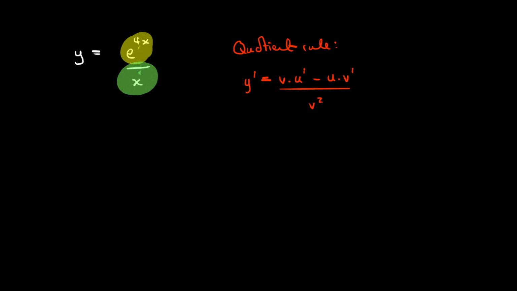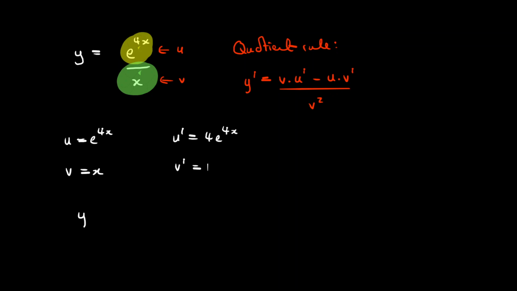Now that minus is quite important. A lot of people forget it. So this thing here we're going to call u. This thing here we'll call v. And so again, what we've got to do is differentiate both of those. So if u is e to the 4x and v is equal to x, then we can differentiate both of these. So u prime will be 4e to the 4x, and v prime will just be equal to 1.